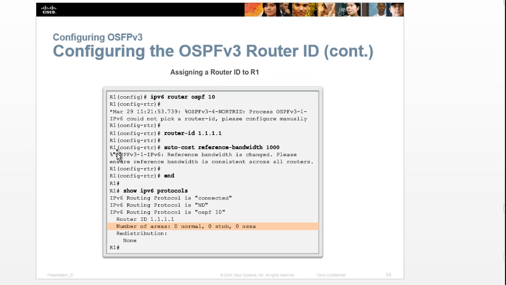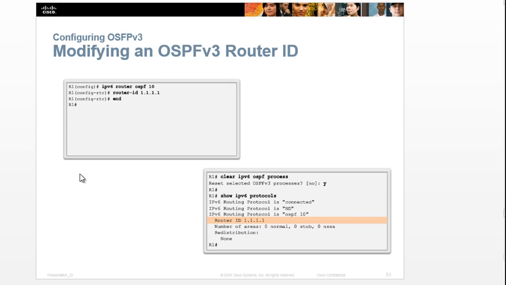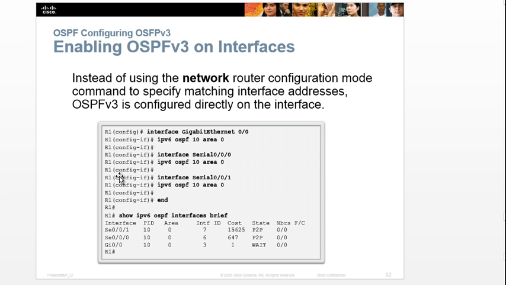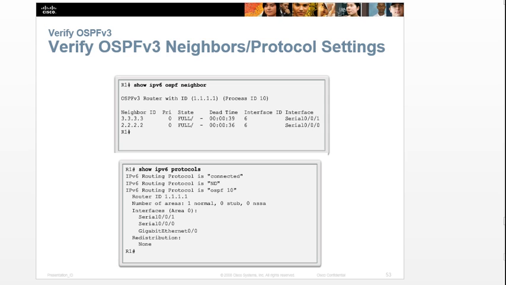And here we're seeing that we're assigning router 1 to that area, router ID 1.1.1.1. We can modify that ID by changing it with ipv6 router ospf 10, router-id. I left it 1. I could put 1.2.2.2. Instead of using the network router configuration mode command to specify matching interfaces, OSPFv3 is configured directly on the interface. So see here, it just looks a little different.